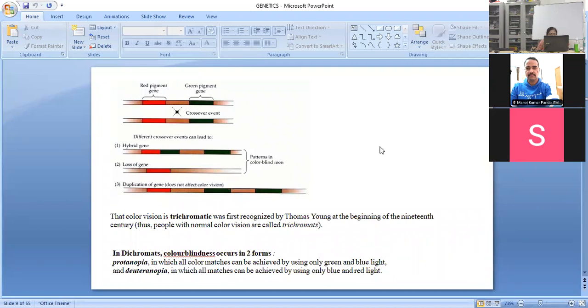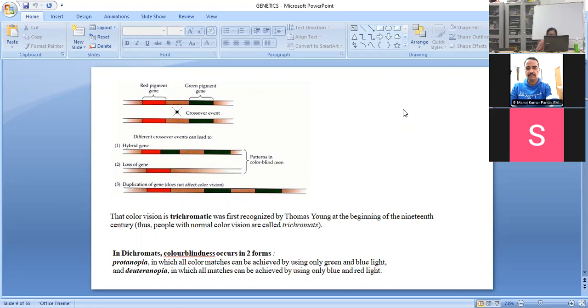These are the colorblind genes that are present on our chromosomes. And we see that due to different crossover events, we have hybrid genes, or there is a loss of gene, certain segments are lost, or certain duplication takes place, which results in color blindness. And that the color vision is trichromatic was first recognized by Thomas Young. So we can put certain questions relating to the discovery or the scientists that have discovered a particular phenomenon, and that would be more interesting for the students to know the history of a particular discovery.